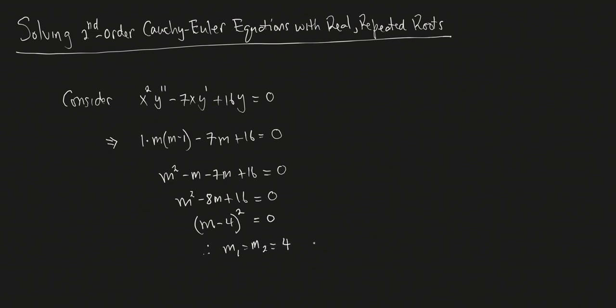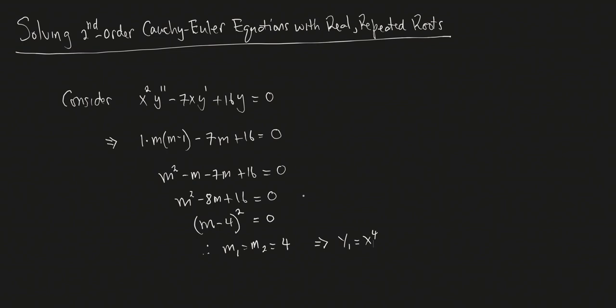So what does this mean? Well, it means we have one of the two functions that we need to form our fundamental set, and that function is y1 equals x to the 4th power. All right, so what do we do to get our y2?